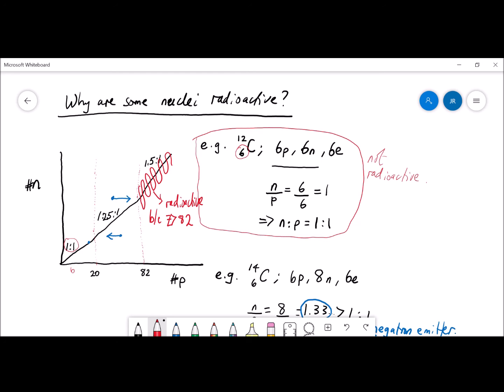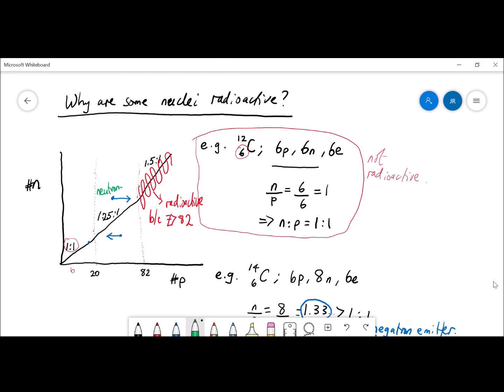So lead is the atom with atomic number 82. Bismuth has an atomic number 83. Bismuth and above are just too big to be stable. So they are always radioactive. Again, just to summarize some features here, if you're neutron rich, you'd be over here, right? You've got too many neutrons.